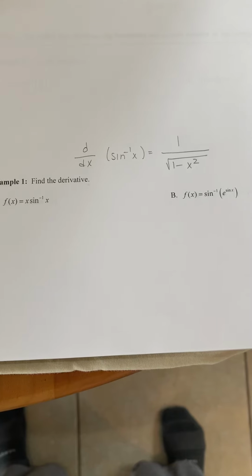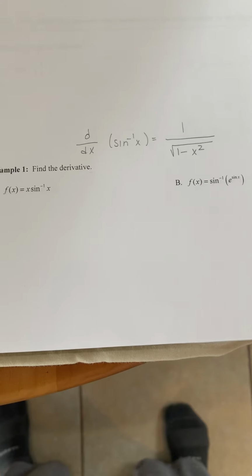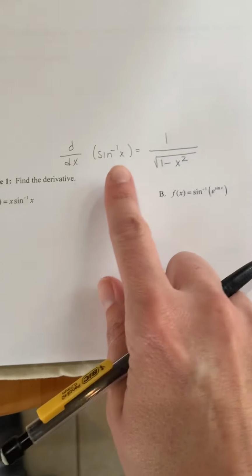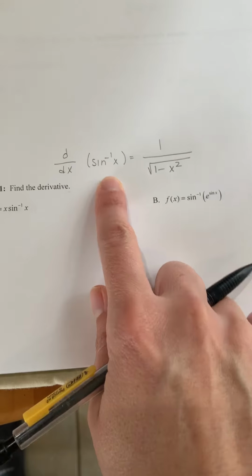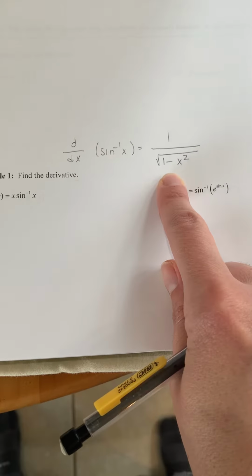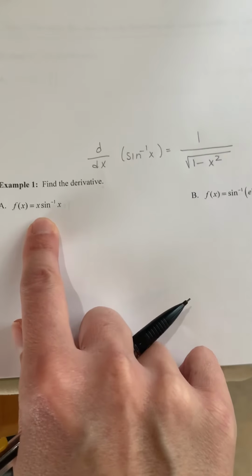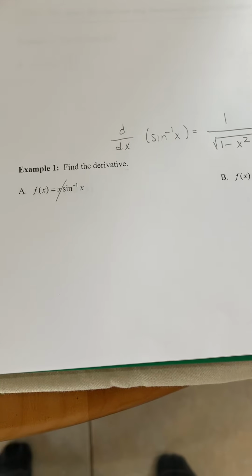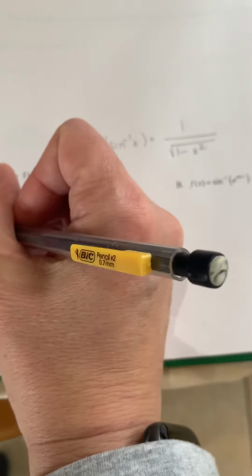We will be working example 1, A and B in our 3.10 notes. Okay, we need the rule for the derivative of the sine inverse being 1 over the square root of 1 minus x squared. To start here, we need to use the product rule because we have two different functions of x and the sine inverse.